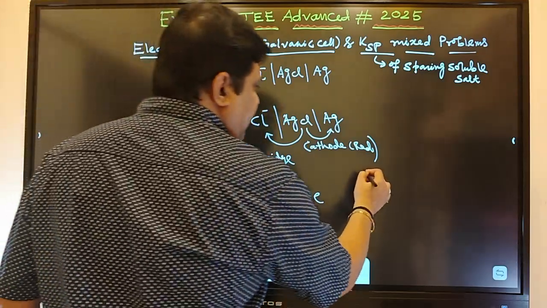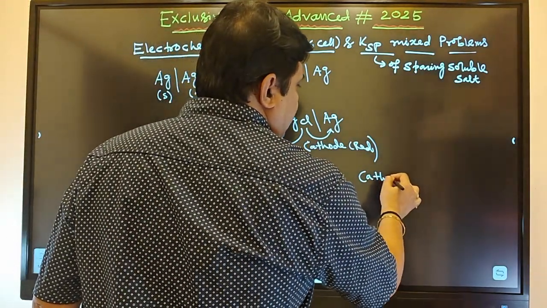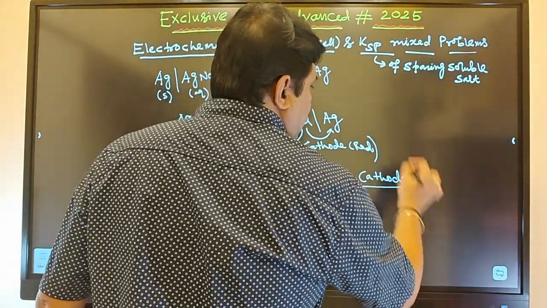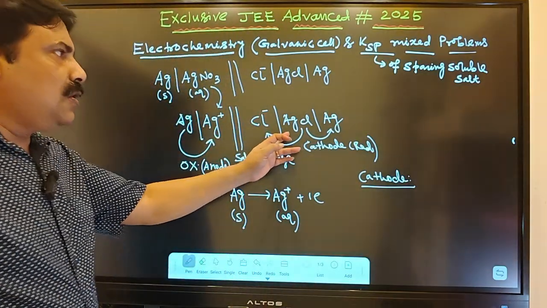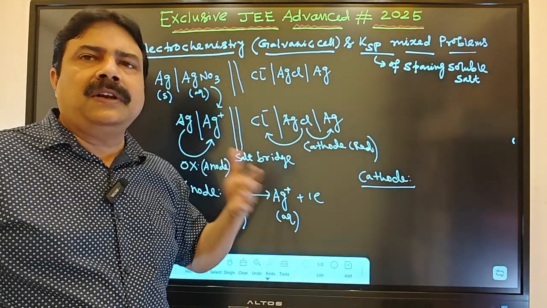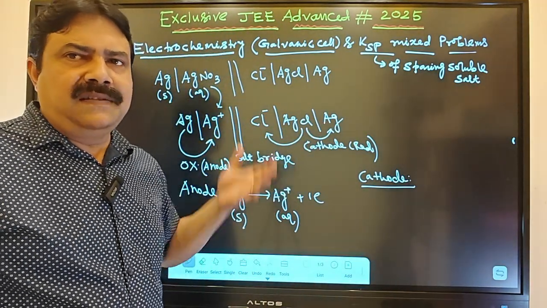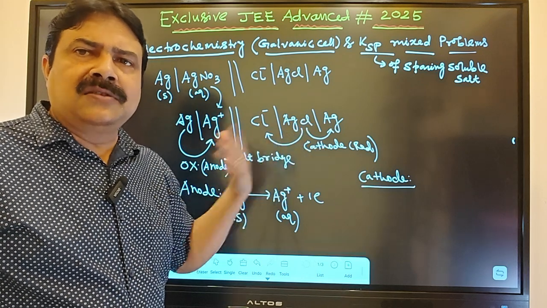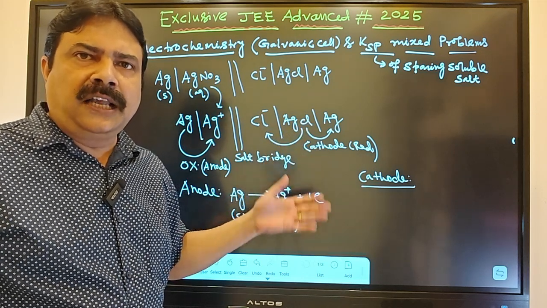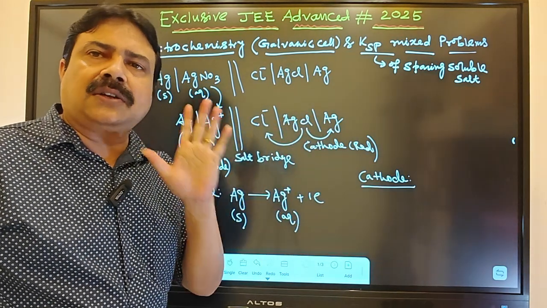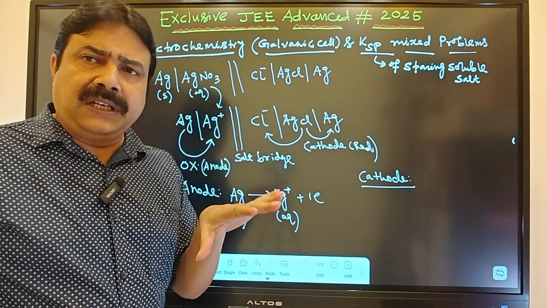Then at the cathode, what reaction will happen? For that I give you the trick. What trick did I give you? My dear student, I tricked you. Always remember, whenever this type of electrode is used, that means soluble anion, insoluble salt or sparingly soluble salt, and the metal acting as electrode, then it can be utilized as a cathode.